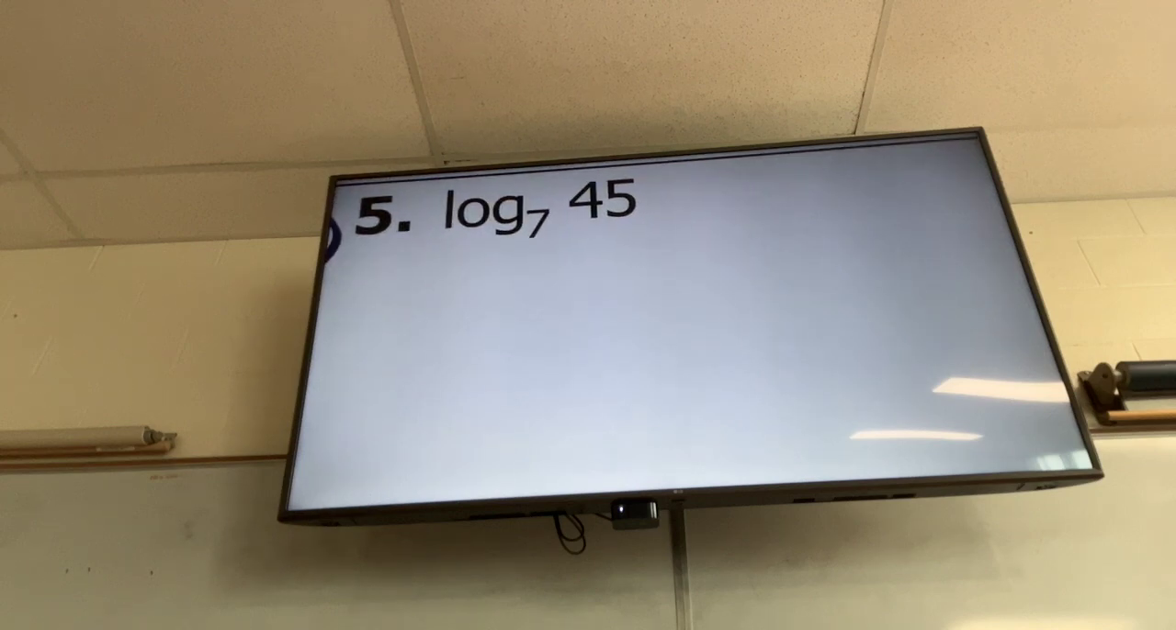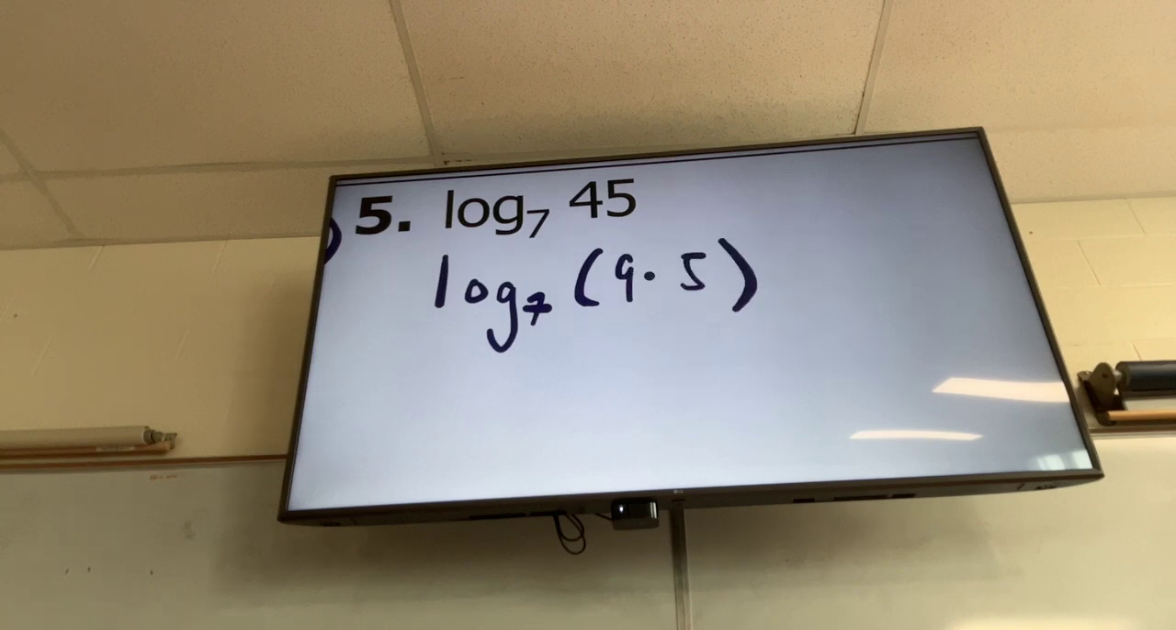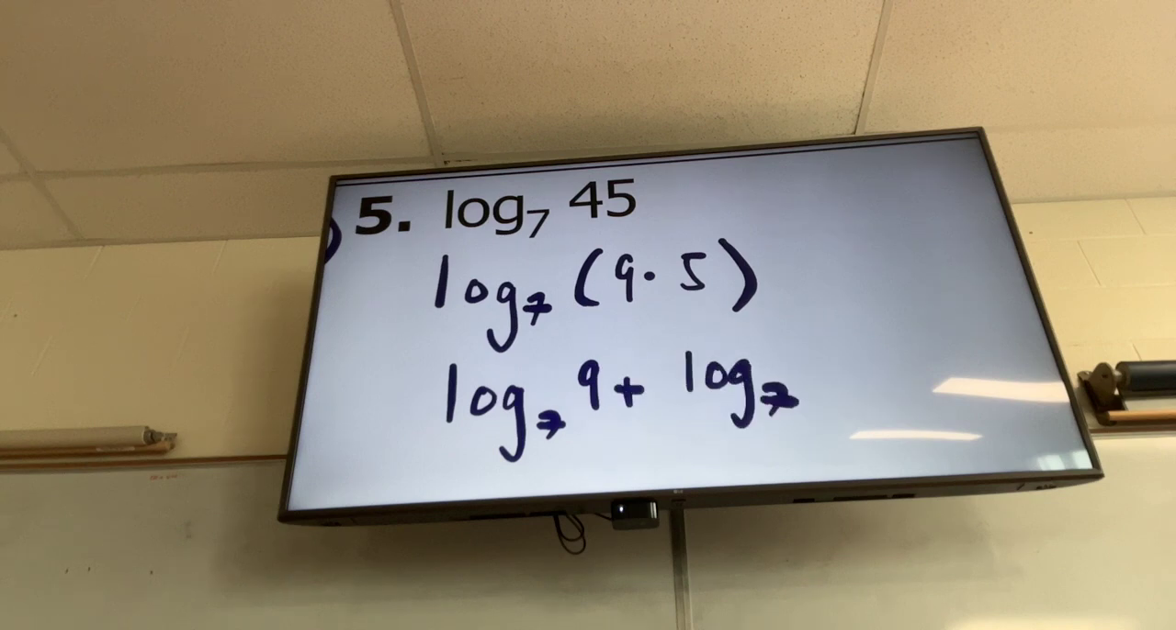This next one. What are two factors of 45? 9 and 5. So this becomes log base 7 of 9. I want to see the bases too. Doesn't matter what factors. Which one's the answer?